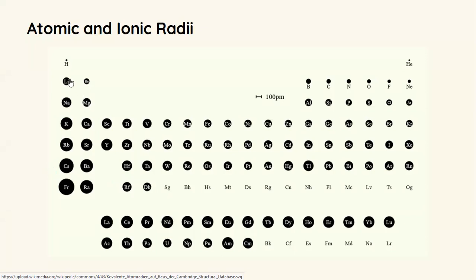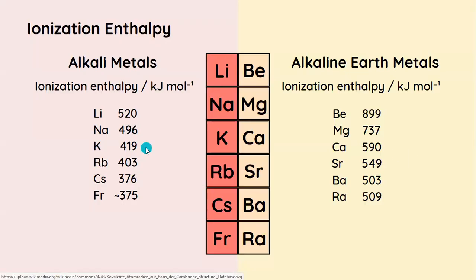The bigger the size, the farther the electron is from the nucleus, and the easier it is for the atom to lose an electron. Not only that, when an alkali metal loses an electron, it gets the configuration of the noble gas, and noble gas configuration is quite stable. Because of that, its ionization enthalpy is quite low. And when we go down the group, there is a further decrease in ionization enthalpy because the atomic radius increases as we go down the group.